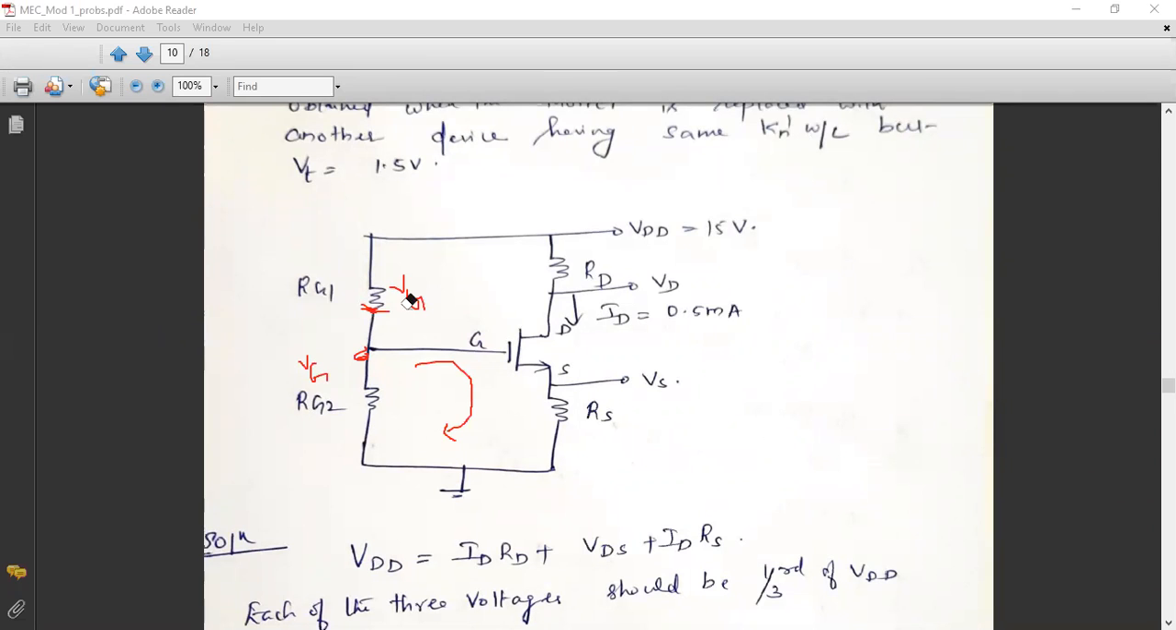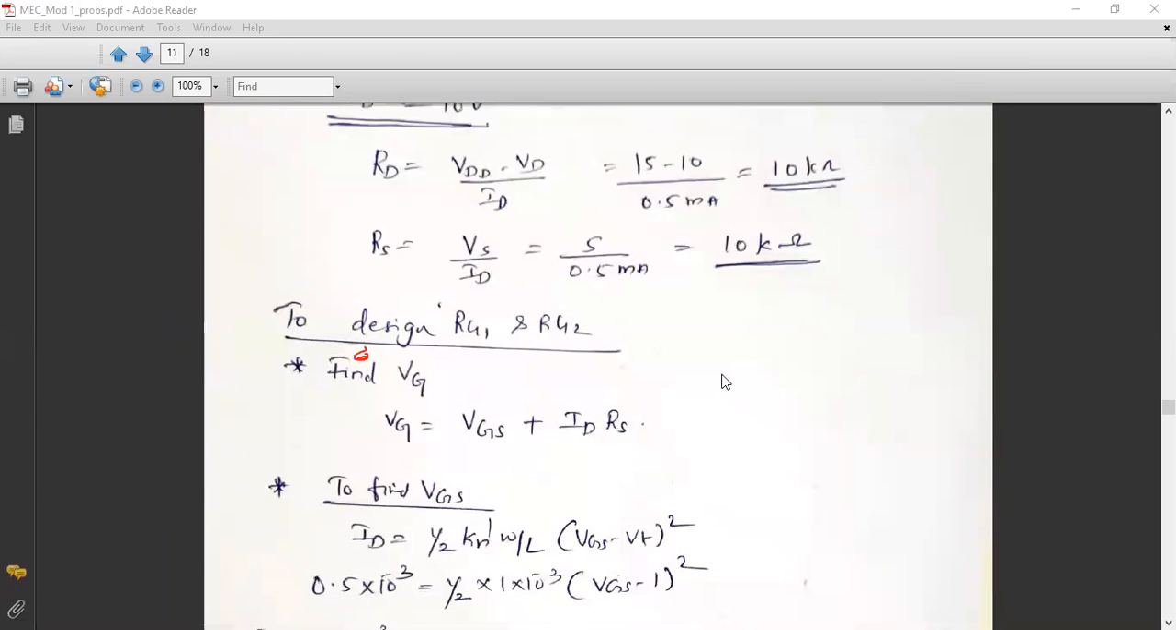VS is already known to you, that is 5 volt. We have calculated VS. So you should know VGS to find VG, right? I hope you have written this equation, that is VG is equal to VGS plus VS. VS is ID RS, which is known to you. So the only unknown here is VGS. Once you compute the value of VGS, you will know the value of VG and you can easily design RG1 and RG2. So take down the equation for the drain current, which you are already familiar with: ID is equal to half Kn dash W by L into VGS minus VT the whole square. Based upon this equation, you can find VGS.